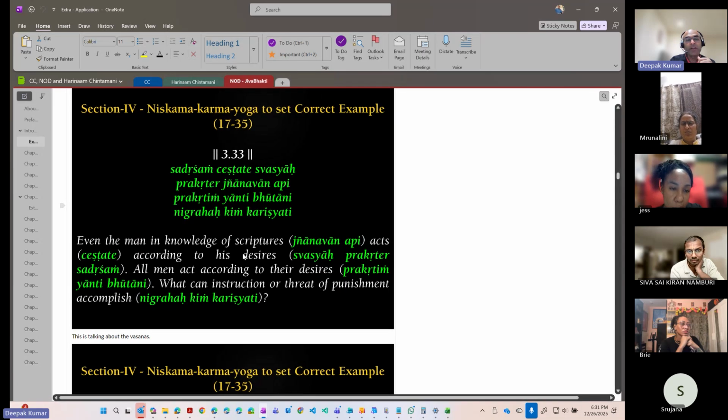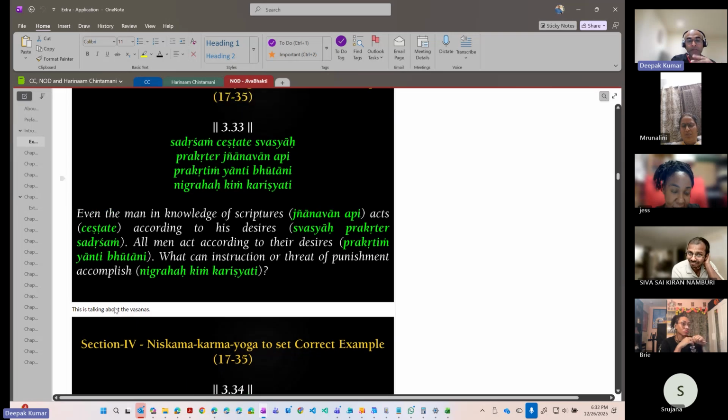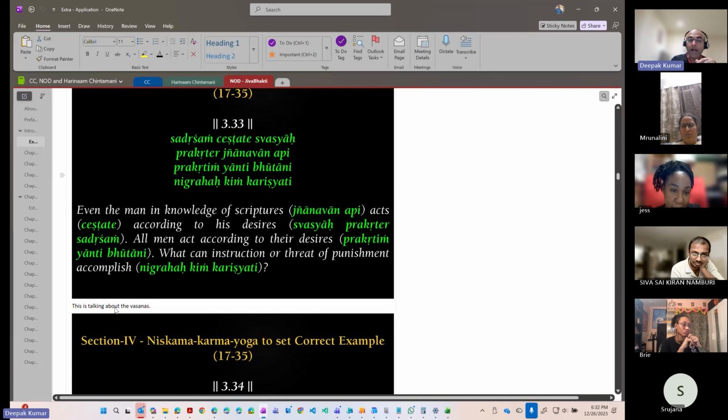Even a man with knowledge of scripture acts according to his desires. All men act according to their desires. What can instruction or threat of punishment accomplish? Bhagavad Gita, Chapter 3. So it's acknowledging that we act based on our desire, even though I have the knowledge of the scriptures. I know that this is not good, but sometimes I just give in. Sometimes I'm able to control, sometimes I just give in.